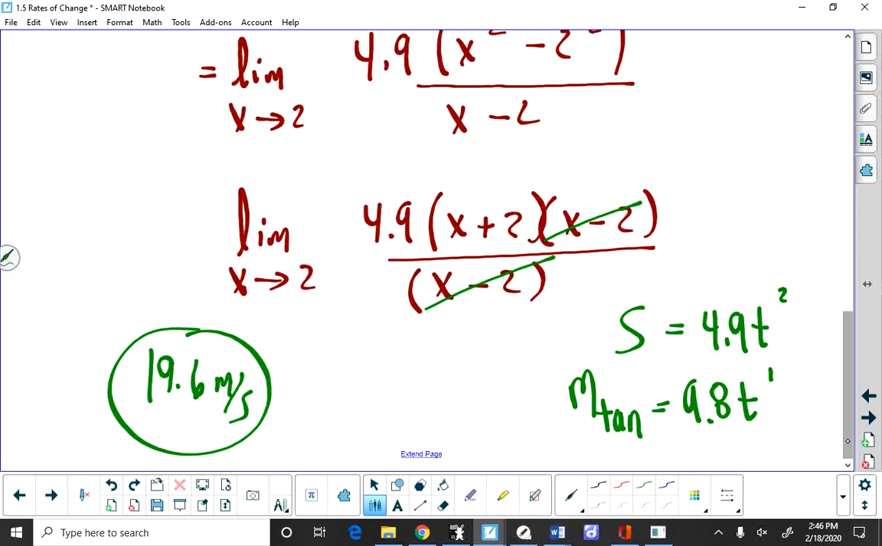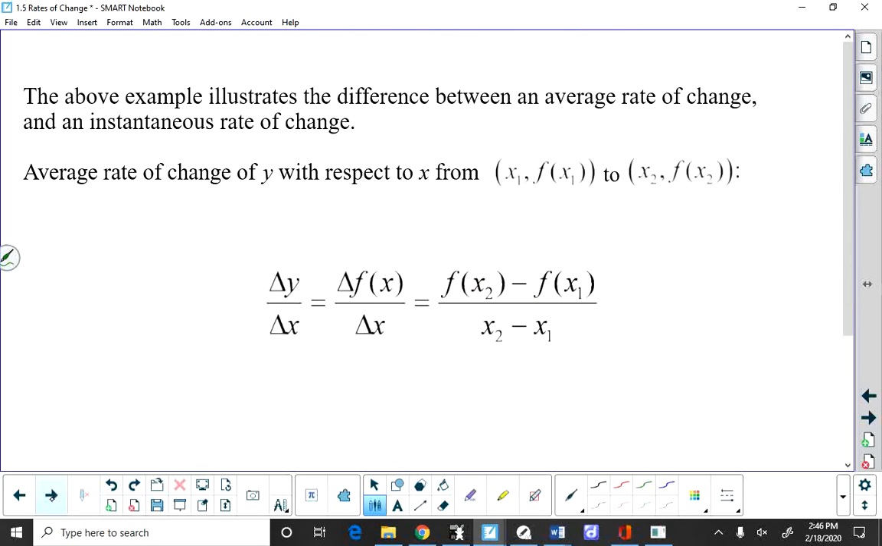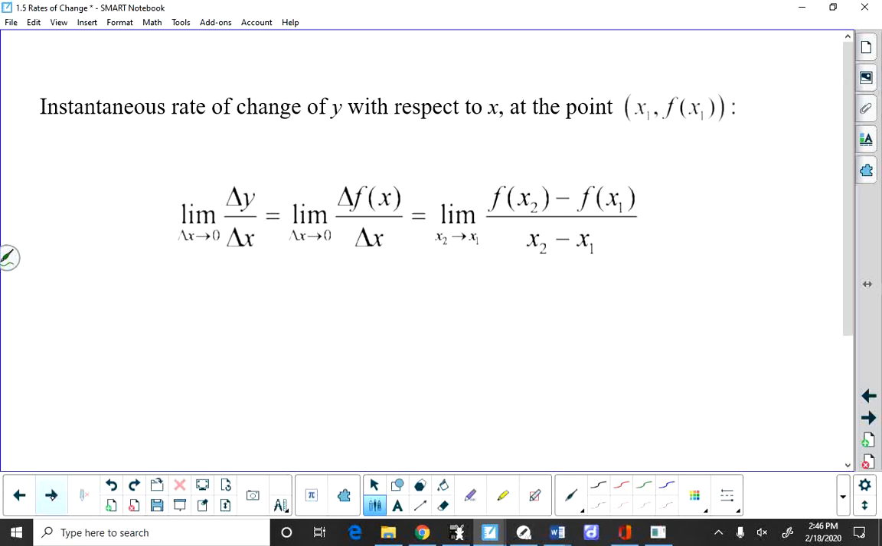Yes. Okay. The above example illustrates this formula, which I've already explained to you. This is how you find the slope of a secant. It's an average rate of change from one point to another. If you want to find the slope of the tangent, then you better take a limit of that as x approaches that particular time or number.